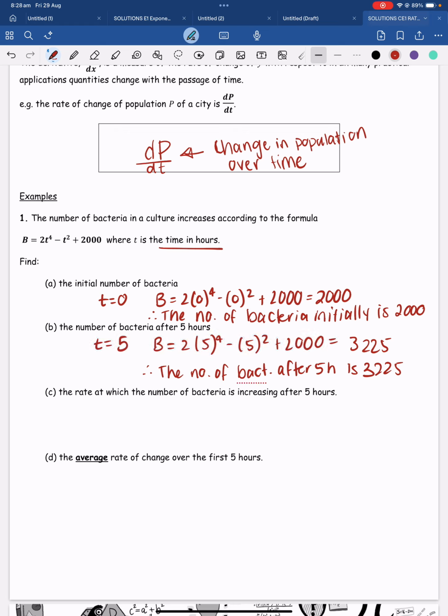Okay, the rate at which the number of bacteria is increasing after 5 hours. Notice the key word here, rate. So we're going to find the derivative. We're going to be differentiating B with respect to T. All right, my derivative would be 8T cubed minus 2T. So now I sub in at T equals 5.